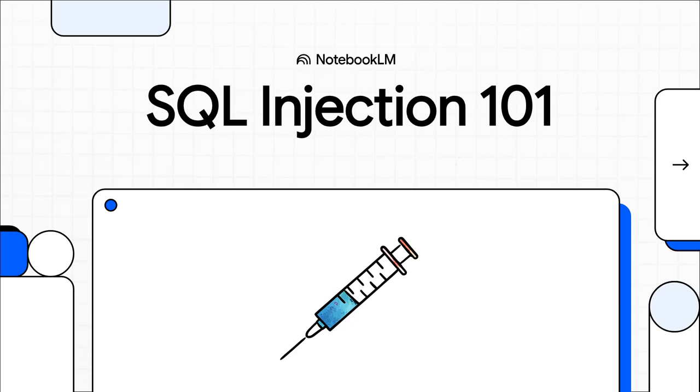All right, let's dive in. Today, we're talking about SQL injection. You've probably heard the name. It's one of the oldest tricks in the book when it comes to web hacking. But don't let its age fool you. It is incredibly powerful and, as you're about to see, surprisingly simple. There's a really good reason it's a classic.